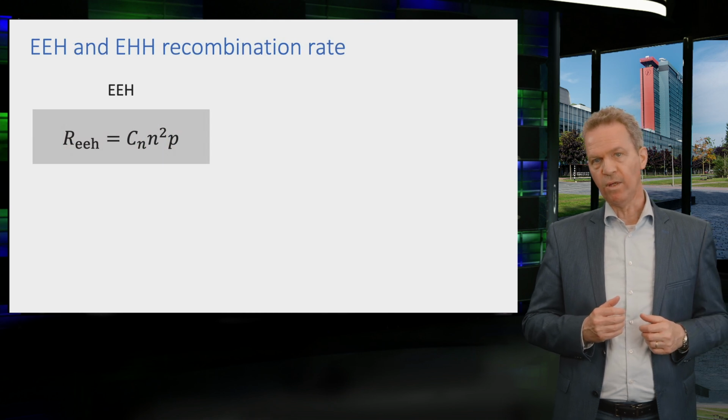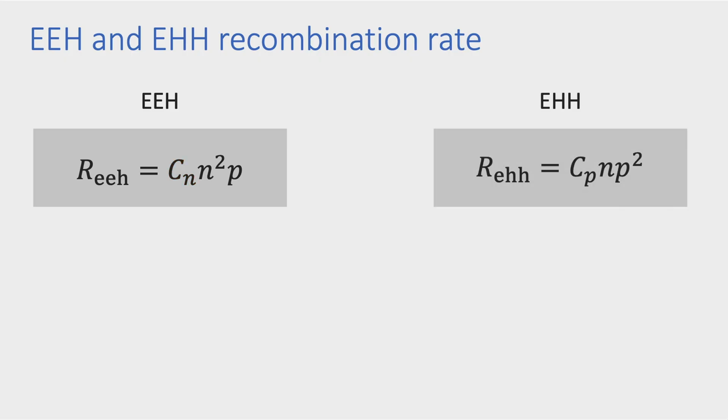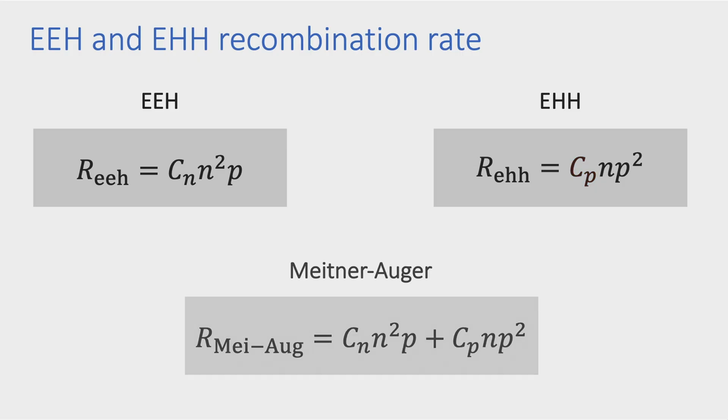Therefore, the recombination rate of the EEH process is given by the following equation. The recombination rate is proportional to the square of the electron concentration N, since 2 electrons are involved in the process. The concentration of holes, P, is also important due to the fact that 1 hole is necessary for Meitner-Auger recombination to take place. Cn is a proportionality constant. For the EHH process, the hole concentration is squared, while the electron concentration is not, and Cp is the proportionality constant for EHH Meitner-Auger recombination. By combining both processes, the recombination rate of Meitner-Auger recombination is obtained.